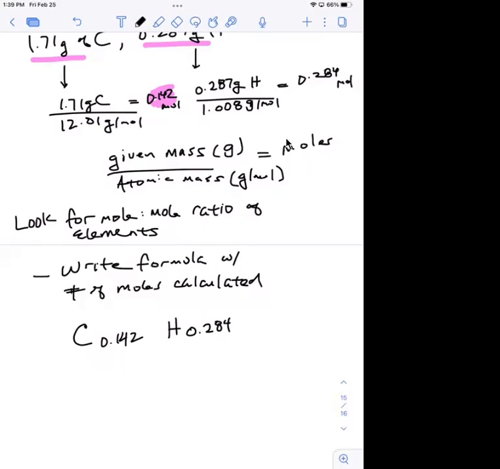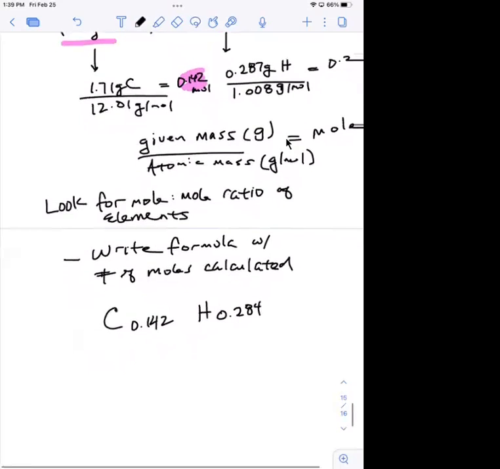If you think back to the law of multiple proportions, when it talks about compounds forming from certain atoms, they always form in small whole number ratios. So these are not whole numbers. Let's take each one of these numbers and divide by the smallest number of moles. I'm going to change the color on that. That's going to cancel, and then we're going to divide this by 0.142. So what did we get? CH what?